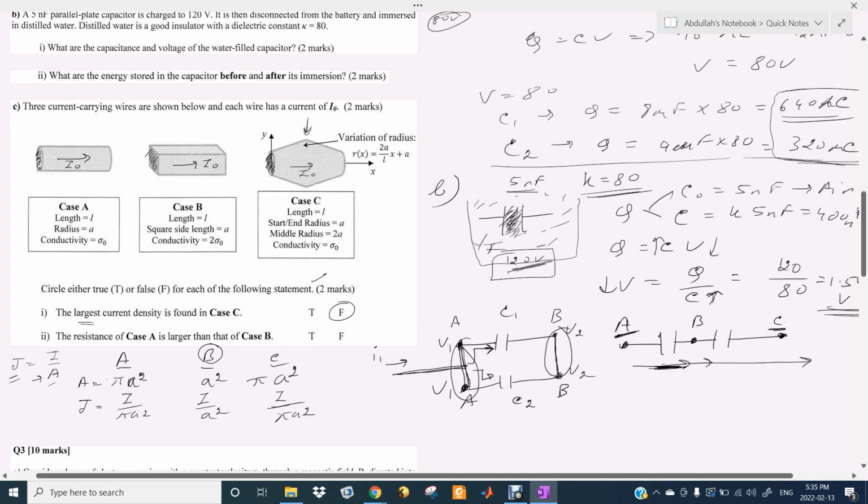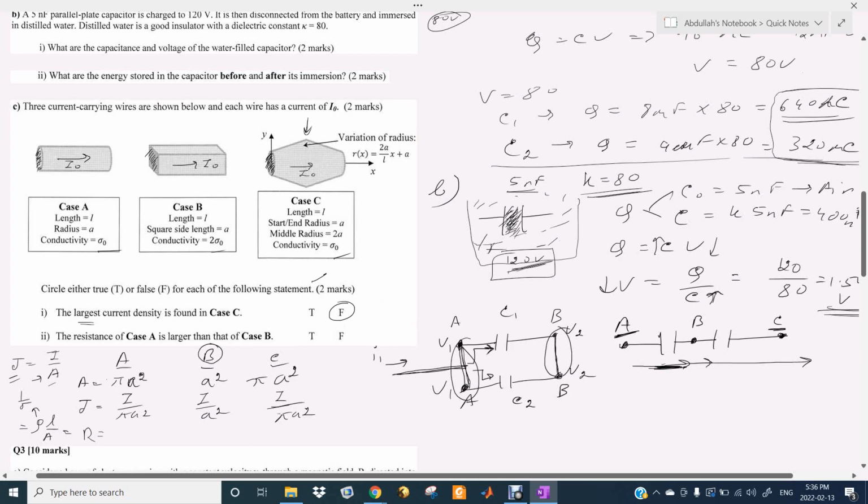Okay. Now the resistance for case A is larger than that of case B, right? For case A, we know the area. For case B, we know the area. So what's the resistance? Resistance is rho L by area A. And what's rho? Rho is 1 by sigma, the conductivity. The conductivities are given for all the cases.